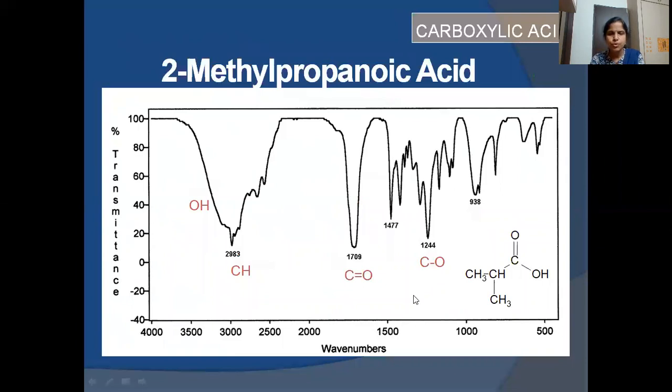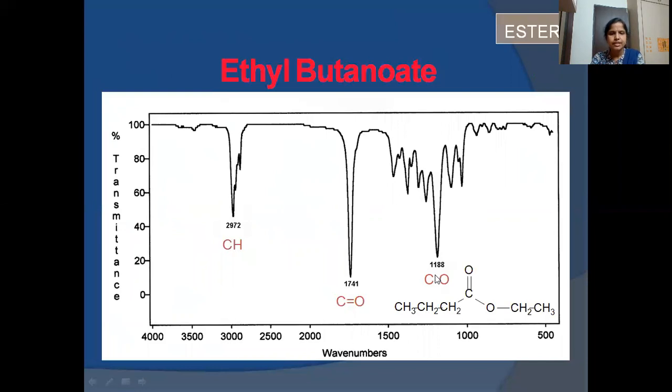Then 2-methyl propanoic acid. Again we have taken an acid because we are having C single bond O, the same example: broad band for OH, C double bond O band, then C single bond O band. Ethyl butanoate, so here also we come across C single bond O, so we are taking the example again, for this C double bond O as well as C single bond O group.